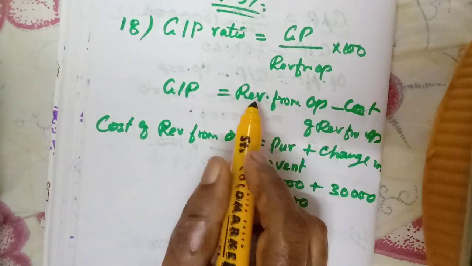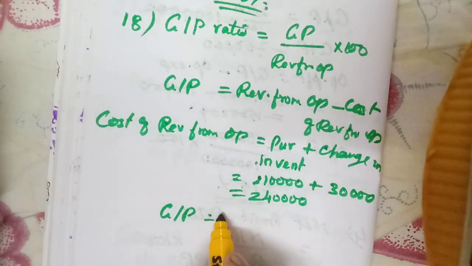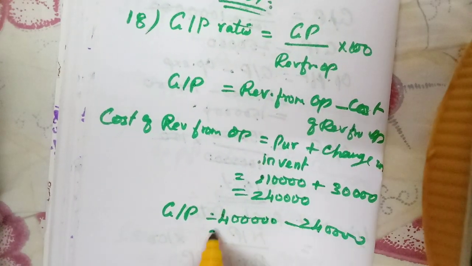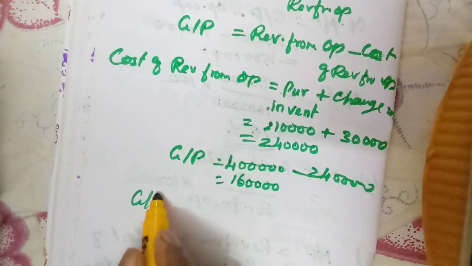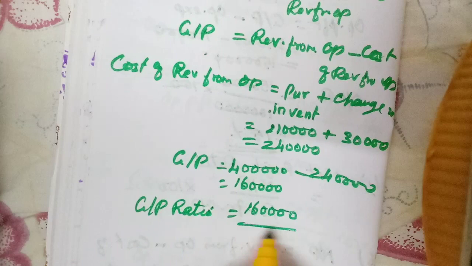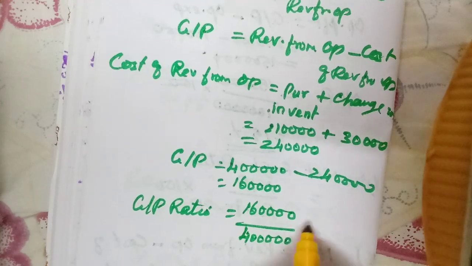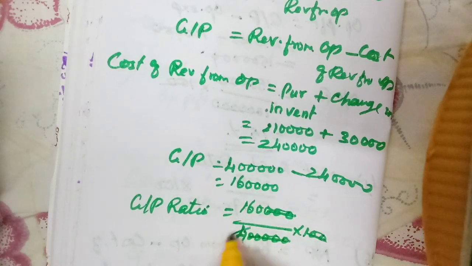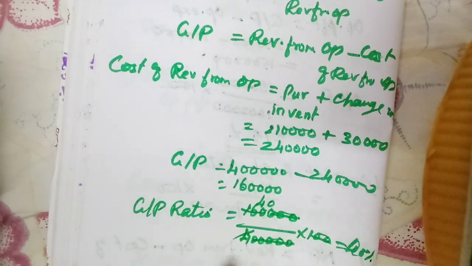Then revenue from operation. Now again we need to calculate gross profit. Revenue from operation how much? 4 lakh minus 2,40,000, 1,60,000. Isn't it? Now we have got gross profit. We will calculate the gross profit ratio. 1,60,000 divided by, what is the revenue from operation? 4 lakh into 100. 50, 4, 40. Isn't it? 40%.